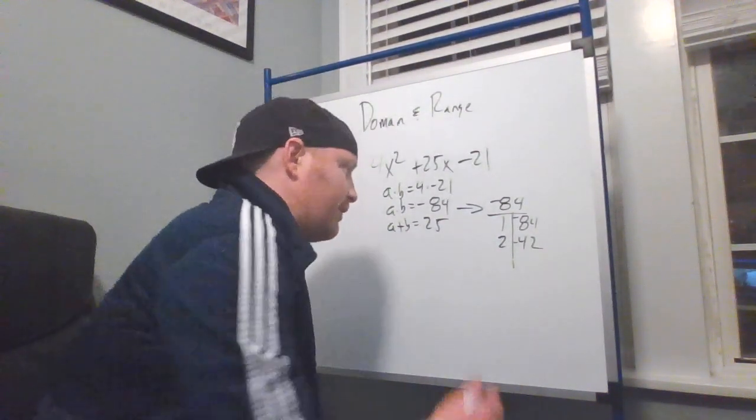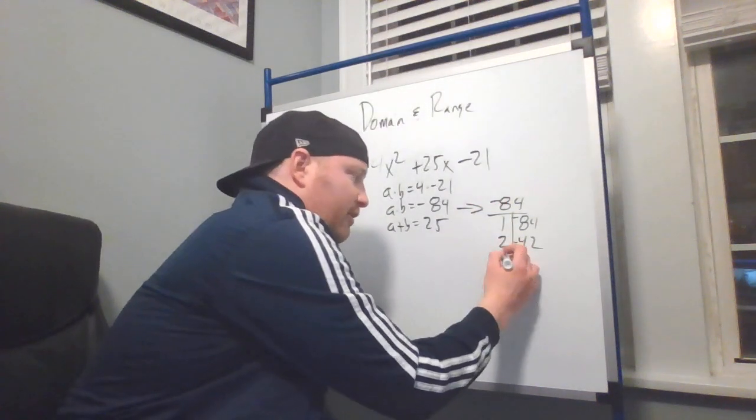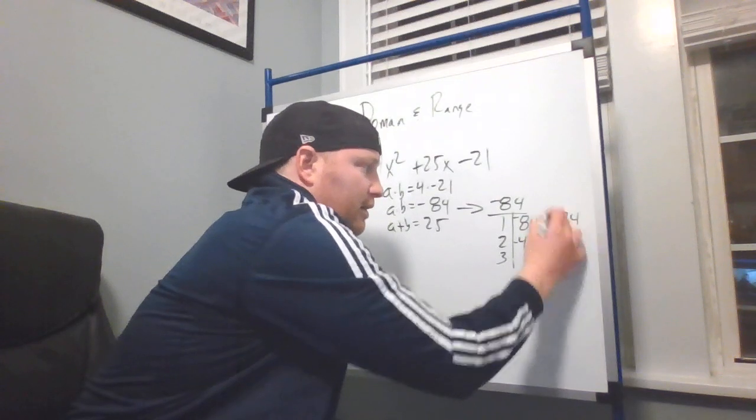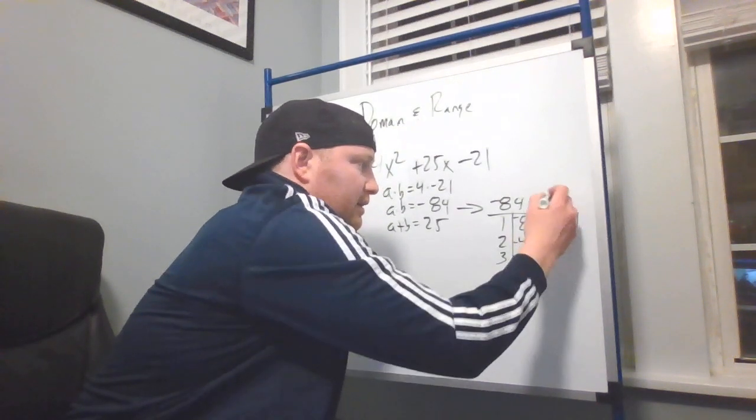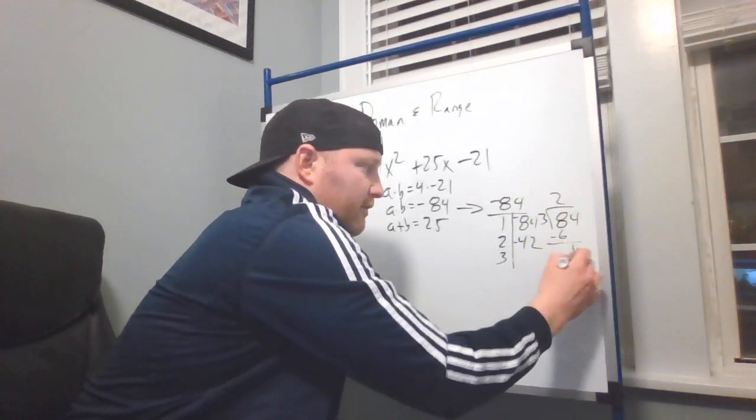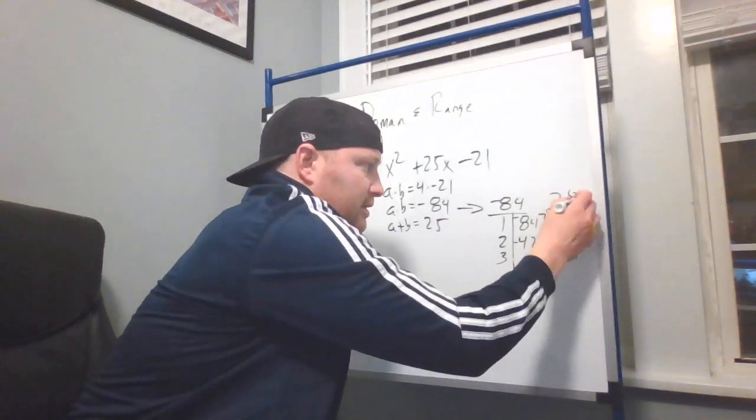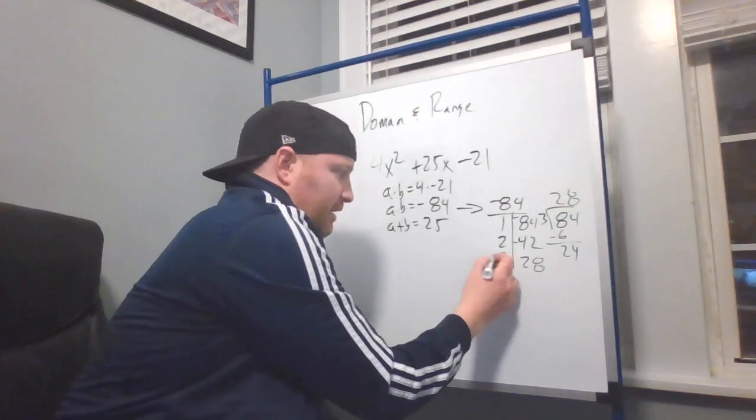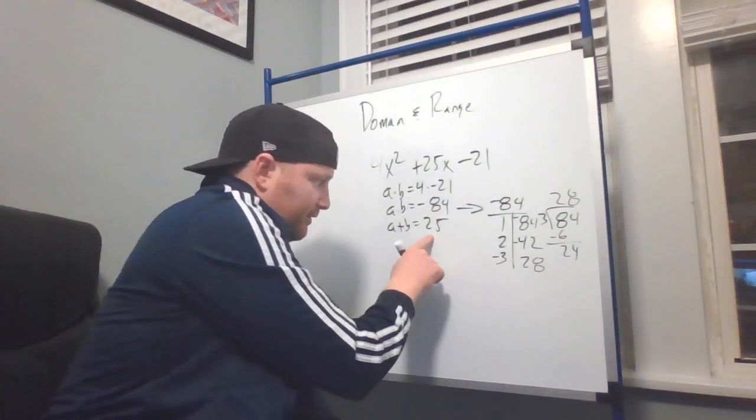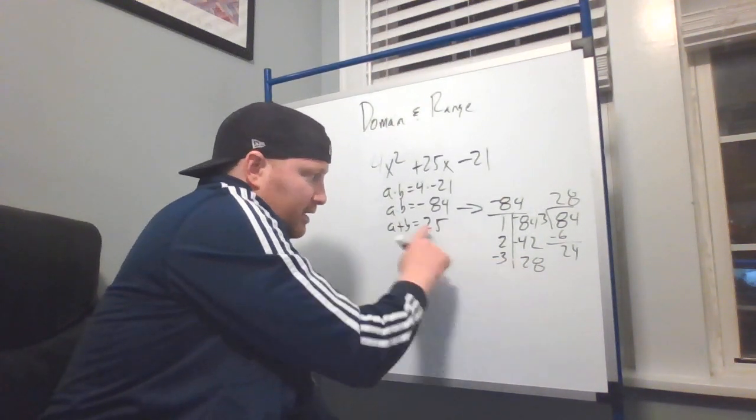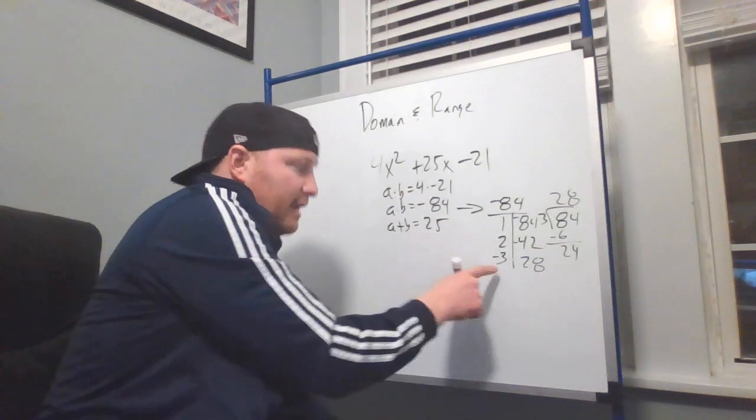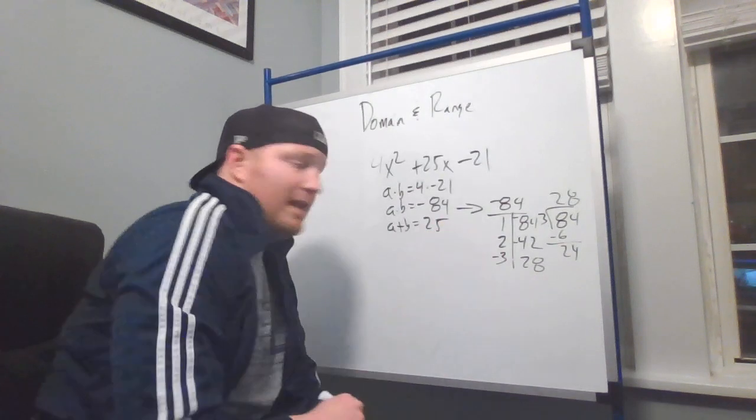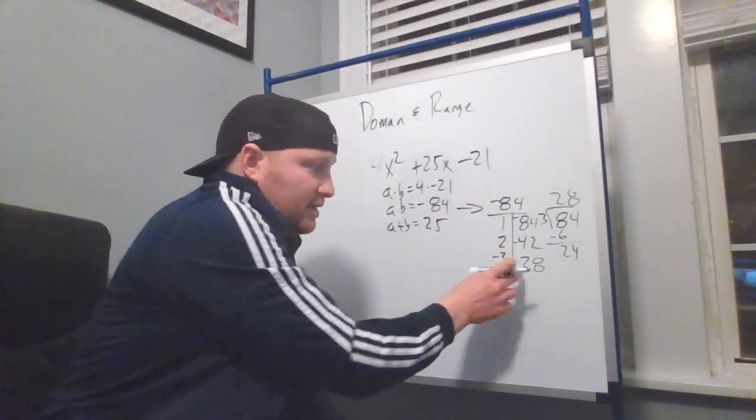And now I'm going to try my next factor, which happens to be 3. 84 divided by 3 is 28. So I think this might work if I make one of these negative. So clearly if 3 is negative, negative 3 plus 28 is 25, and negative 3 times 28 makes negative 84. So this looks to be my factor.